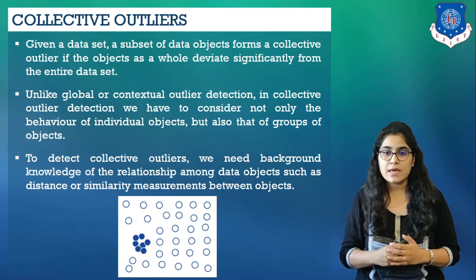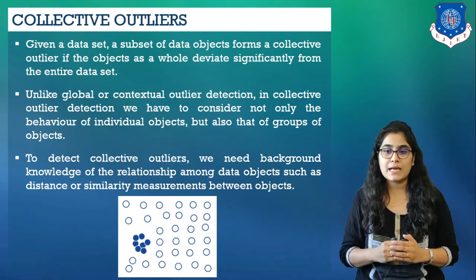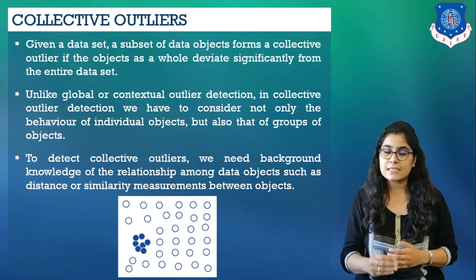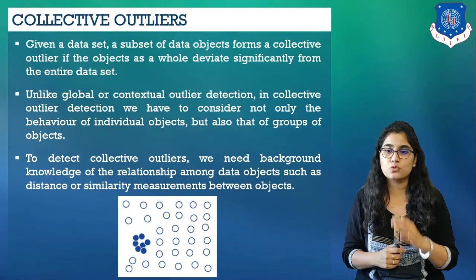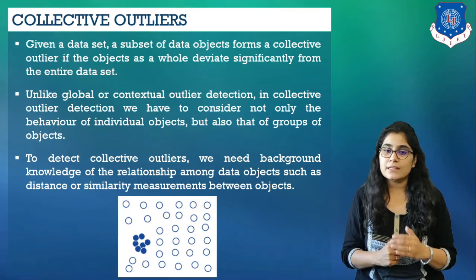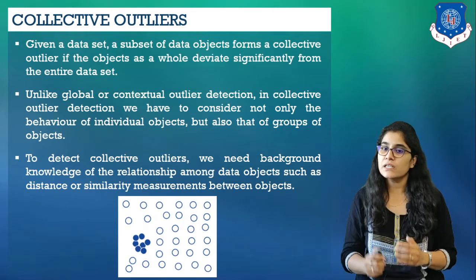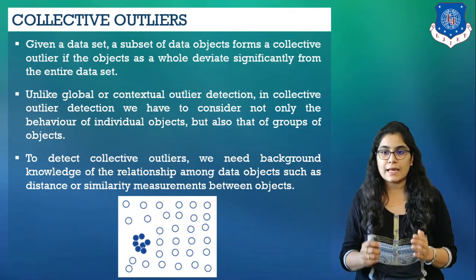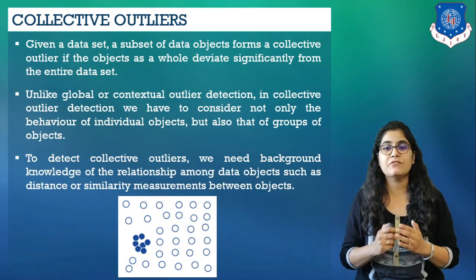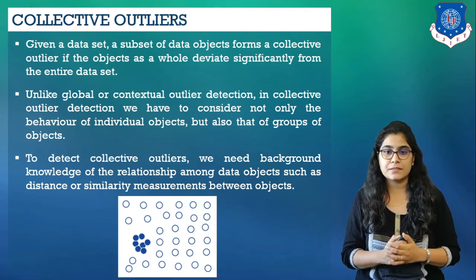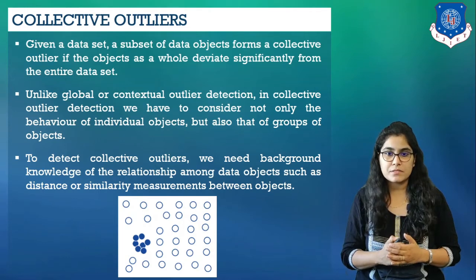Those 100 orders as a whole form an outlier, although each of them may not be regarded as an outlier if considered individually. You may have to take a close look at those orders collectively to understand the shipment problem. Given a data set, a subset of data objects forms a collective outlier if the objects as a whole deviate significantly from the entire data set. Importantly, the individual data objects may not be outliers.